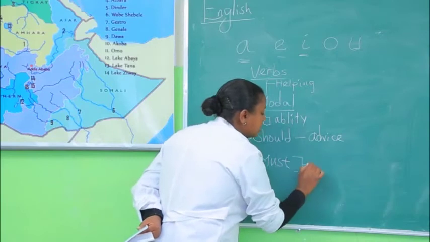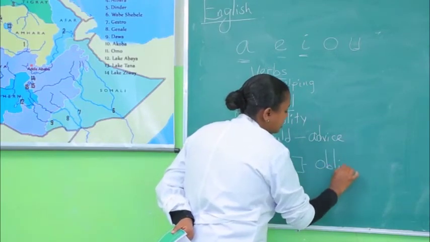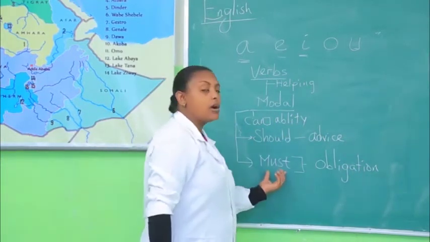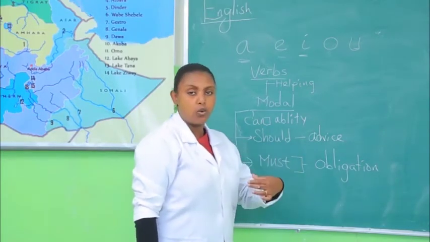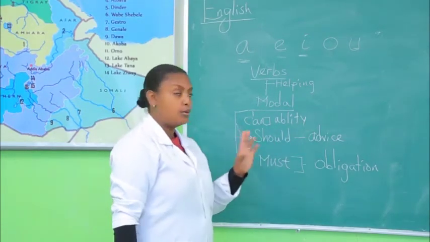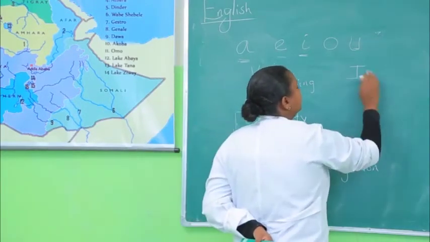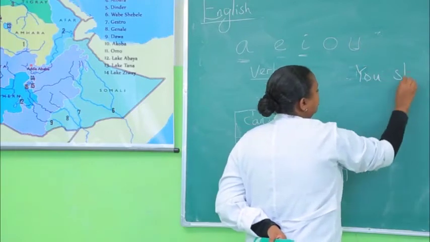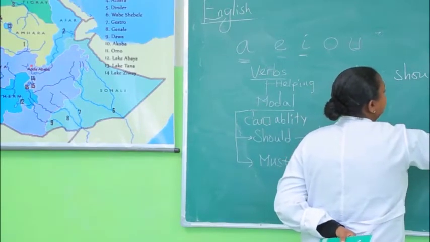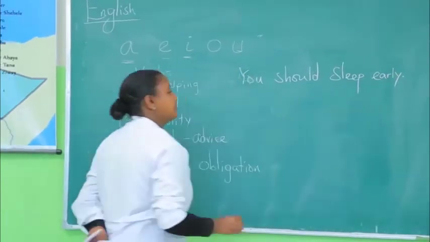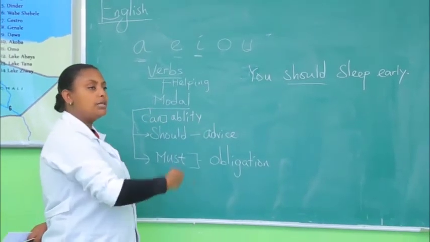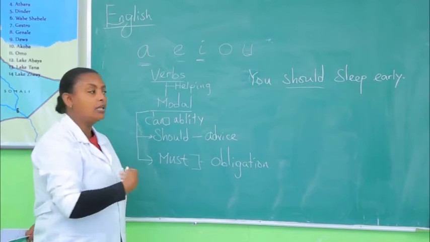But must is expressing obligation. Something that you must do, which means if you don't do that thing, there will be a consequence. There will be a punishment for you. Let me show you the difference with an example. You should sleep early. Here, somebody is giving you advice to sleep early. It is an opinion, a personal comment.